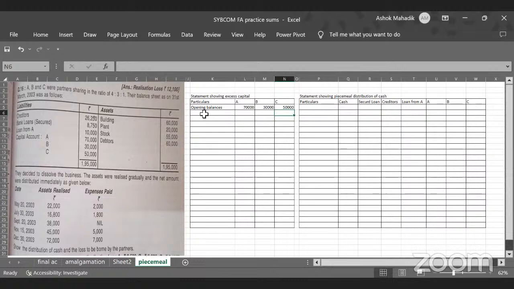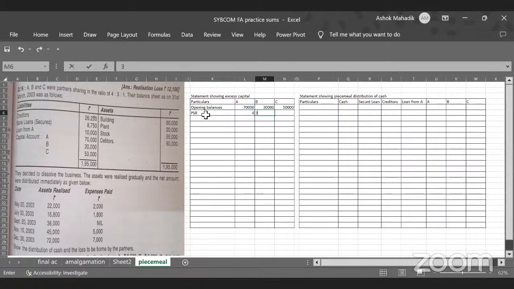So now the next step will be you have to write the profit sharing ratio. I'll write the short form, PSR. Once you write the opening balances, then write the PSR of each partner. It is given as 4:3:1.